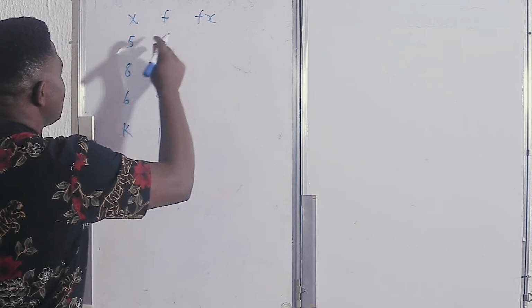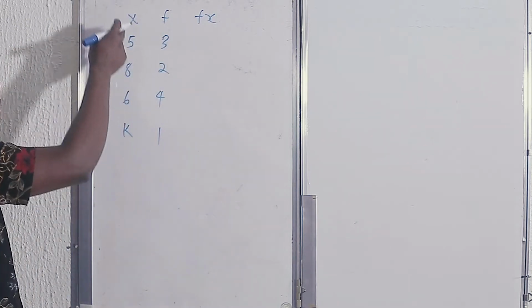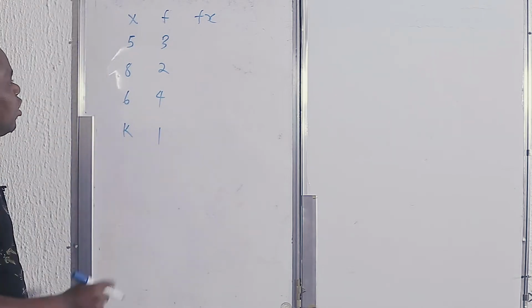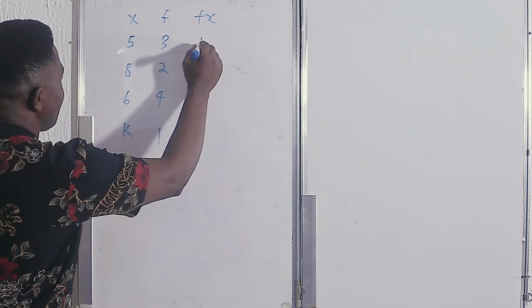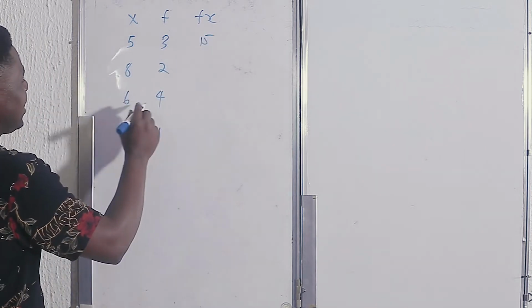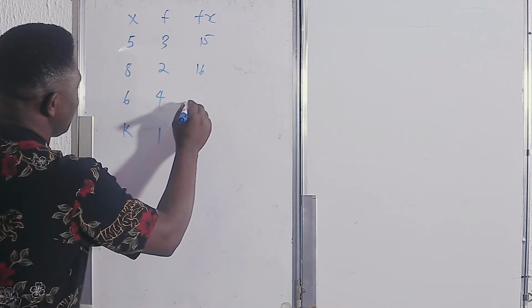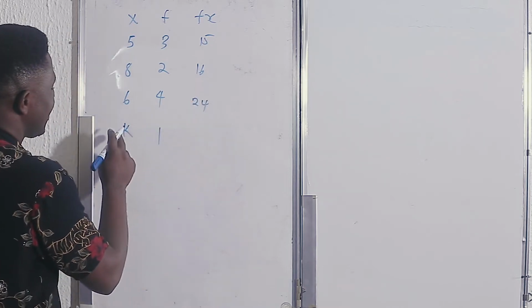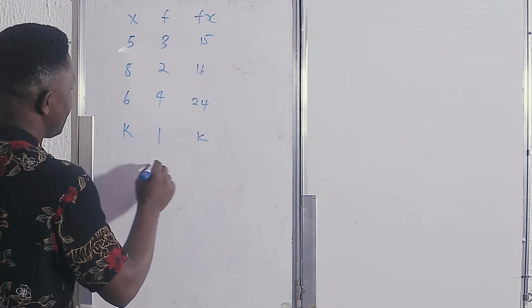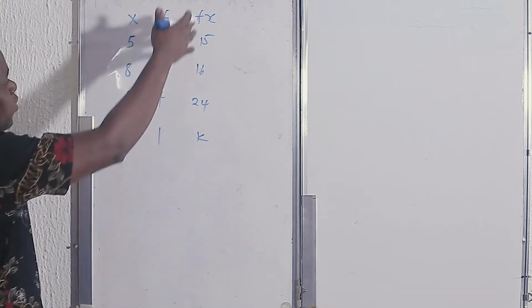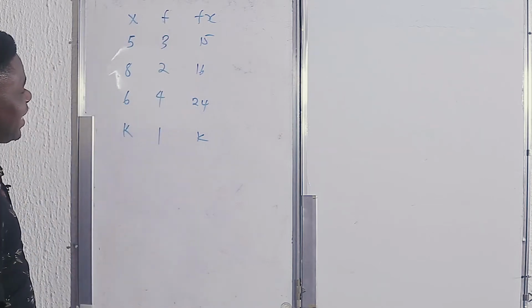That means you multiply everything on the frequency column with everything on the x column. 3 times 5 will give you 15. 2 times 8 will give you 16. 4 times 6 will give you 24. K times 1 will give you K. And then add everything on the frequency column and everything on the fx column.